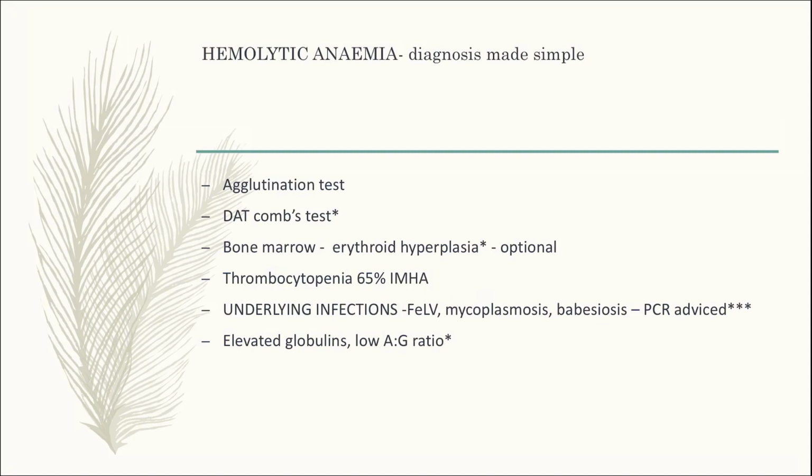And in hemolytic anemia, you will see elevated globulins and a low A:G ratio. Why? Because all antibodies are generally globulins, so definitely they are going to be high. You can also do a serum protein electrophoresis or serum protein immunoelectrophoresis to see which immunoglobulin is high and predominant. So that can also help you to diagnose hemolytic anemia.